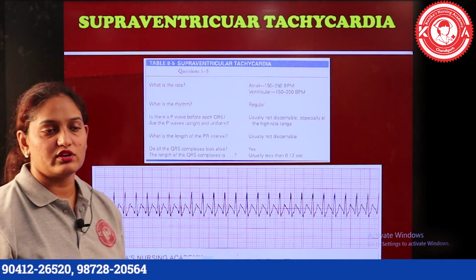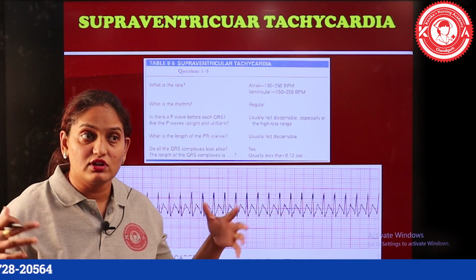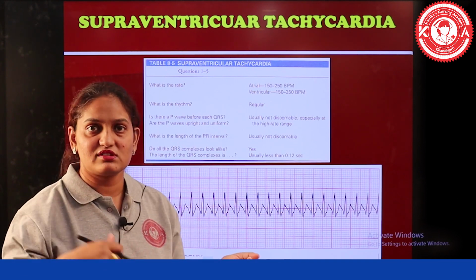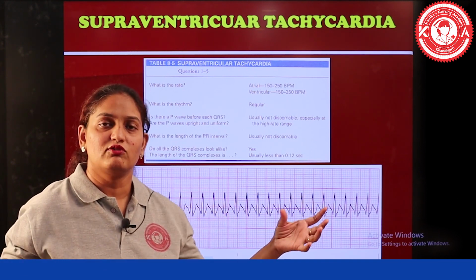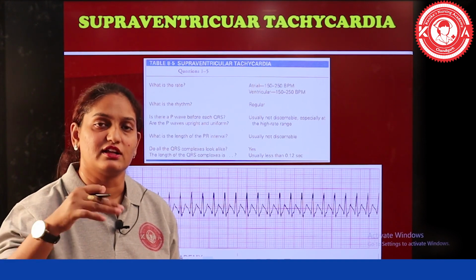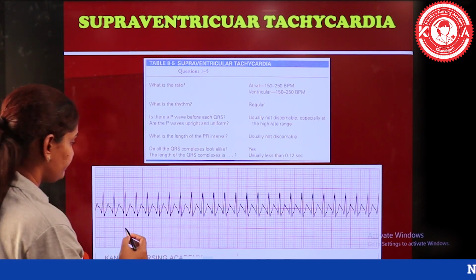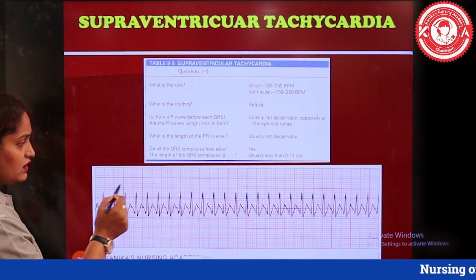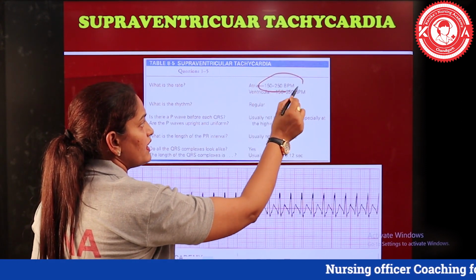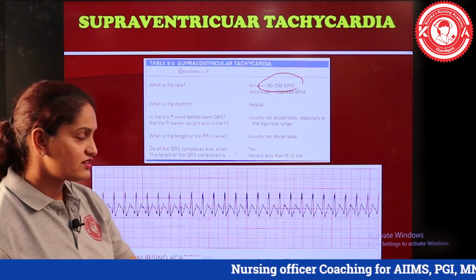When the sinoatrial node is not functional, there will be multiple areas in the atria which will start to generate their electrical impulse, thinking that let me start, and there will be 10 or 15 or more than those areas starting the electrical impulse. So what will be the result? The number of atrial contractions will be increasing, around 150 to 250, and the ventricular rate is also going to increase in this case.